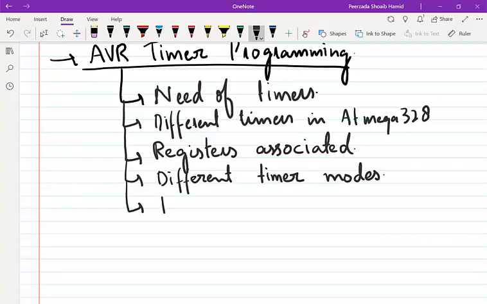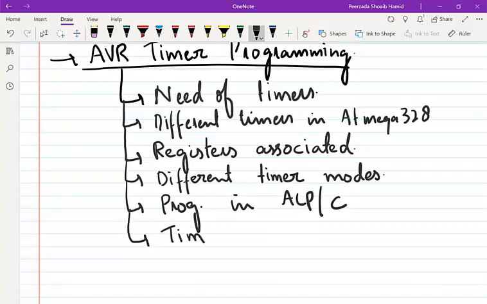We'll also be discussing how to program these timers in assembly language and C, of course, because now we have studied C also. And finally we'll discuss how these timers can be used as counters, to count events happening outside the microcontroller. So these are the few topics we'll be discussing in this lecture, and maybe a couple of next lectures also.